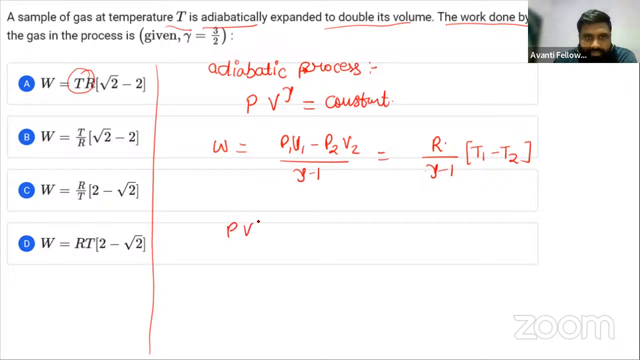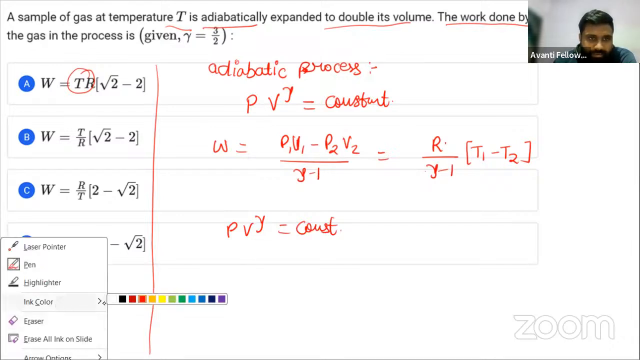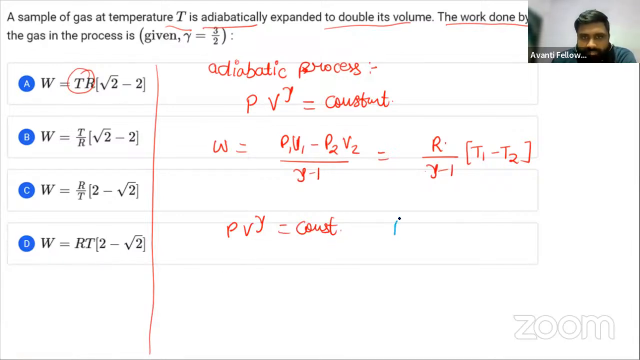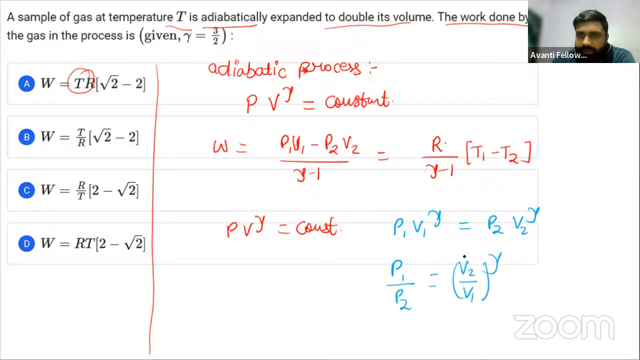We know that PV raised to the power gamma equals constant. Let me change the color of the pen today. So we can write P1 V1 raised to the power gamma equals P2 V2 raised to the power gamma. Now you can say that P1 by P2 is equal to (V2 by V1) raised to the power gamma. We also know that for an ideal gas, PV equals nRT, where n is the number of moles, or you can also write it as mu RT.